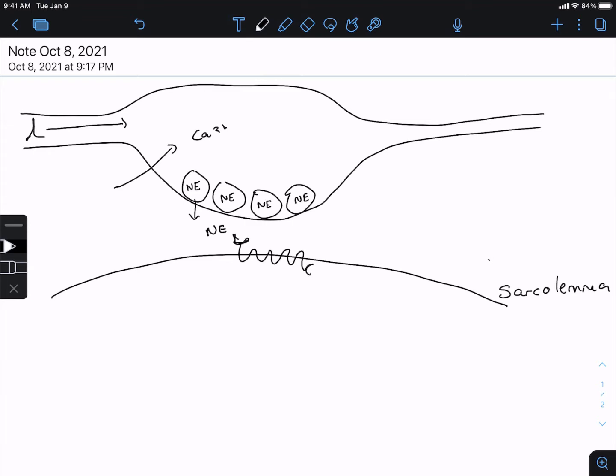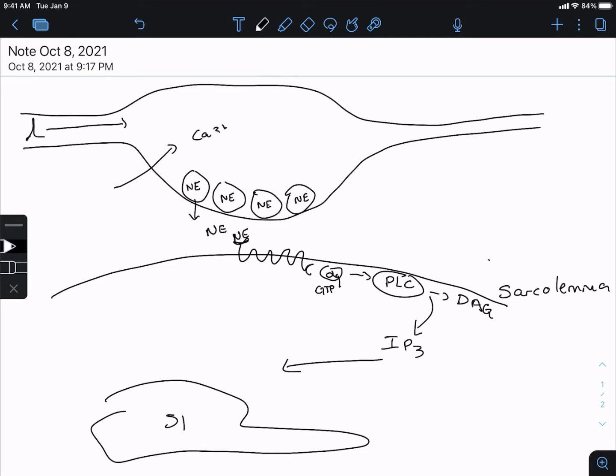Whoops, I crossed the membrane a few too many times. Who cares? It's going to bind that, activate my alpha q, which will bind my GTP. My alpha q will activate my PLC. My PLC will produce IP3 and diacylglycerol. And that IP3 is going to bind to my sarcoplasmic reticulum, my IP3 receptor. Calcium is going to be released. Calcium is going to cause contraction. Where's my alpha receptor? Alpha 1, it's right there.